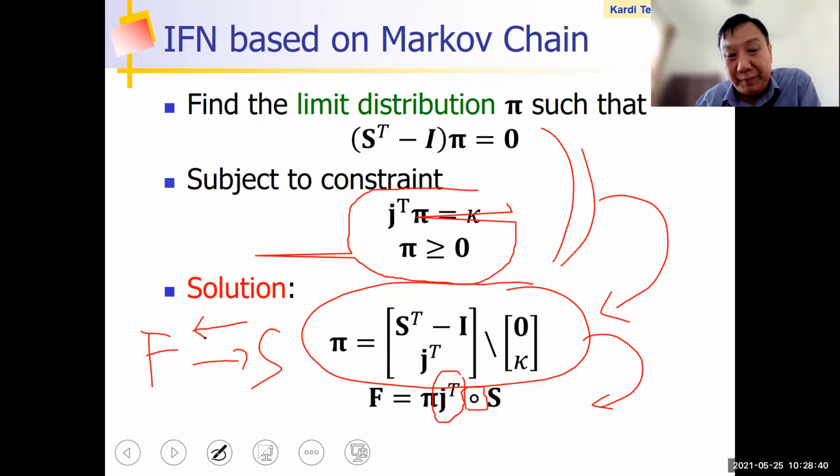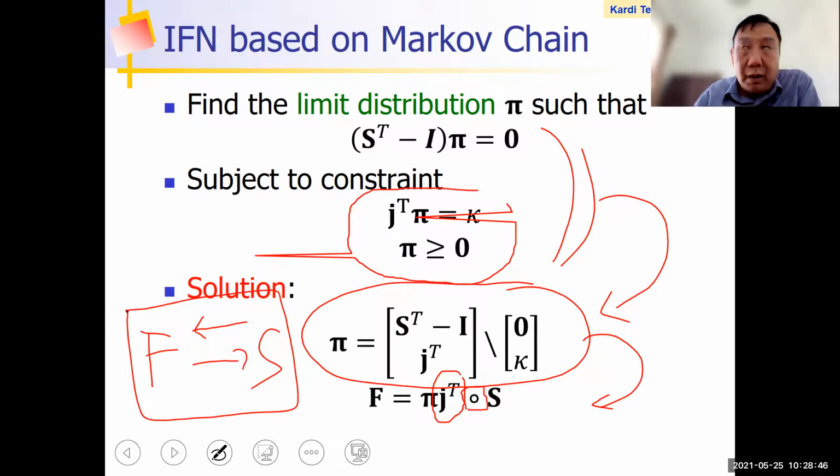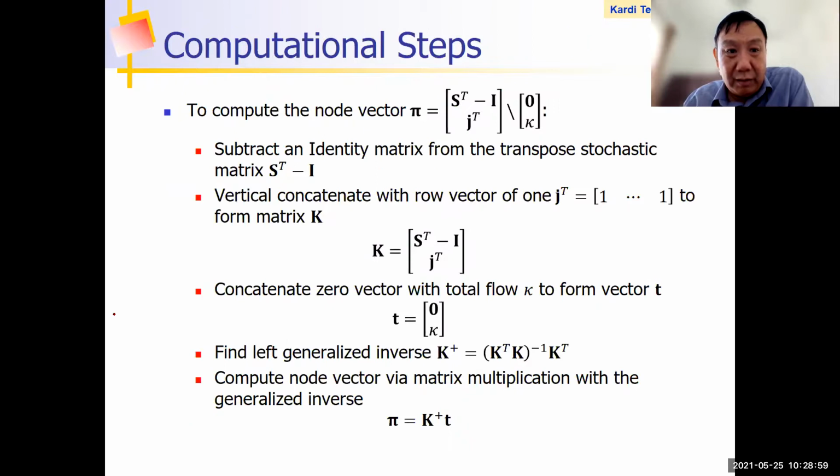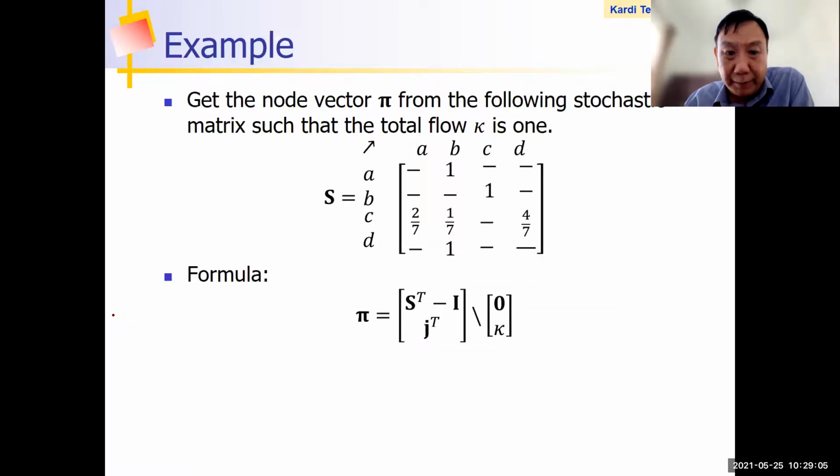Basically now you get an inverse function. From the stochastic matrix, you can get the flow. From the flow, you can get the stochastic matrix. So the computation, I don't want to discuss again because you already learned about this. So this is the example.